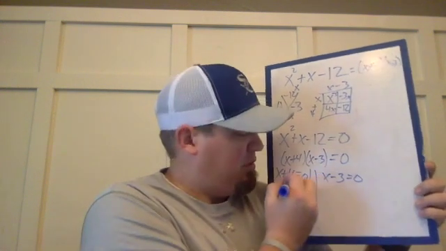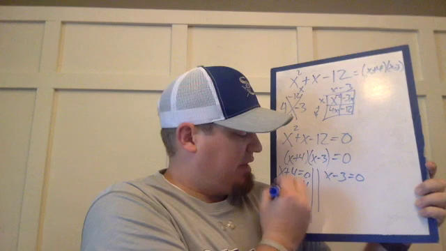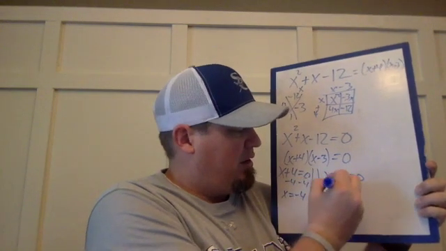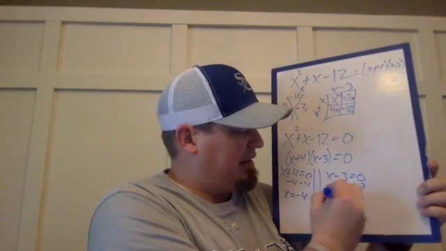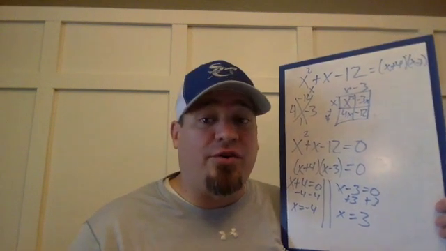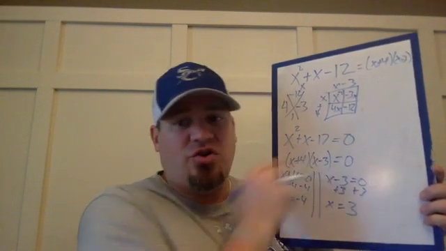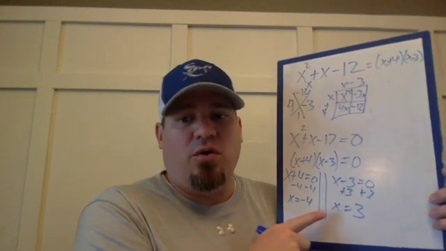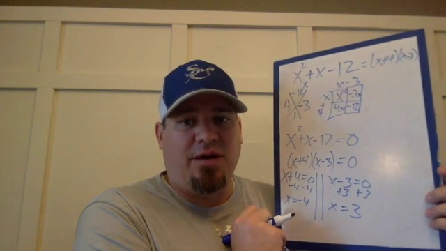And these are simple. We subtract 4 from both sides, and x equals negative 4. We add 3 to both sides, and x equals 3. So the two answers that make this equation true are negative 4 and positive 3.